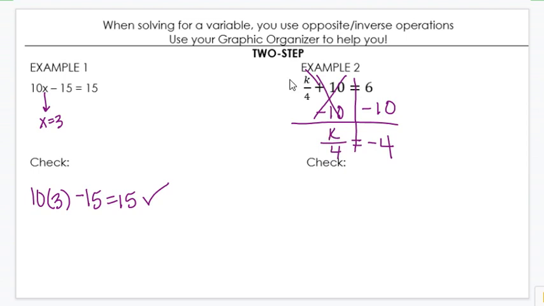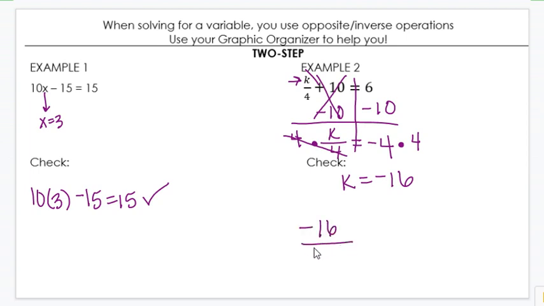Now we're ready to get k by itself, because again, that is our variable, but it's being divided by 4. So the opposite of dividing by 4 would be multiply by 4. And what you do to one side, you do to the other, so we have to multiply by 4 over here. We cross out divide and multiply by 4, leaving us with just k, and negative 4 times 4 is negative 16. So I'll get k equals negative 16. And now I'm ready to check. I'm going to rewrite my original problem, but where the k is, I'm going to write negative 16 to see if it checks out.